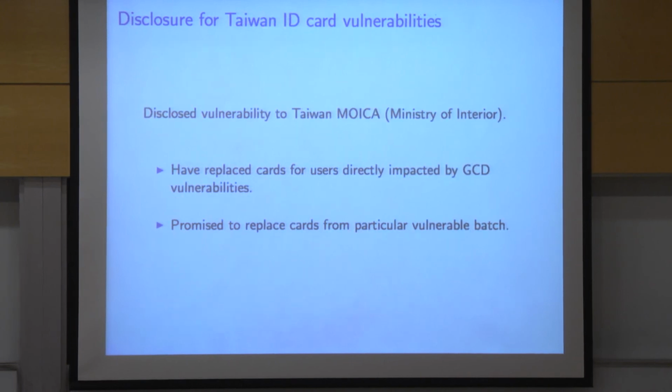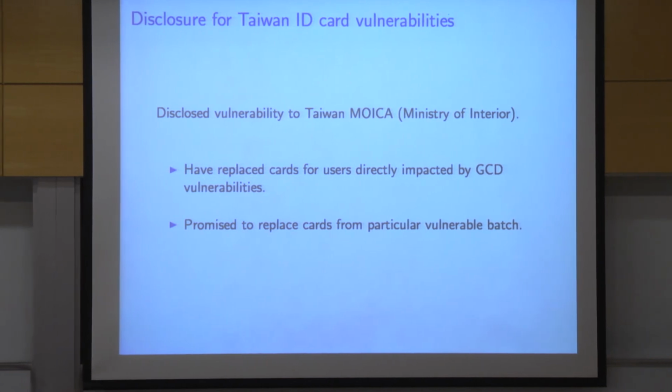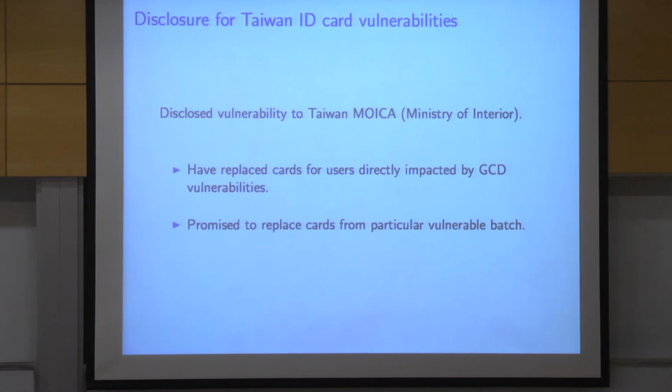For the disclosure process for the Taiwanese vulnerabilities, we disclosed the vulnerability to the Taiwan Ministry of the Interior, and they have replaced cards for users that are directly impacted by the GCD vulnerabilities, and they have revoked the certificates on the public databases. And they have also promised to replace cards from the particular vulnerable batch that they say is responsible for generating these weak keys.